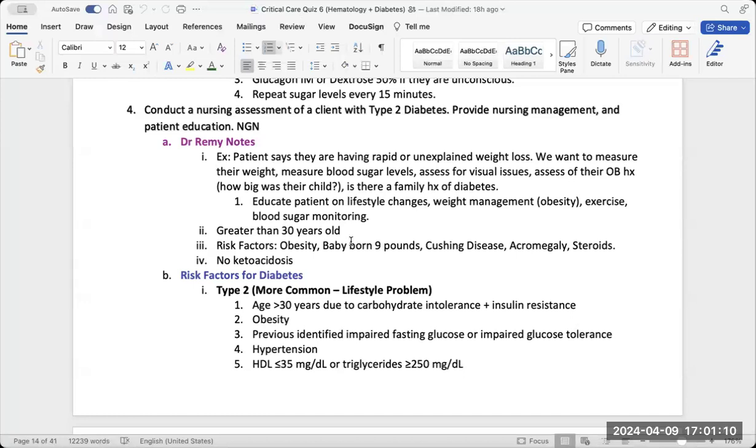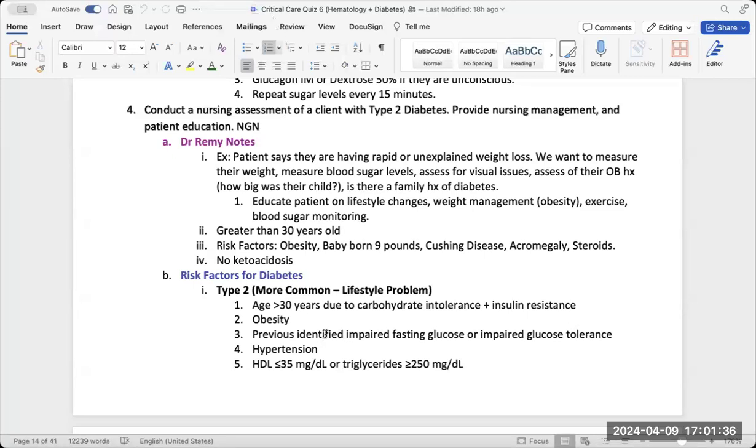But we also want to educate them. We said lifestyle changes, weight management, especially for type 2 because obesity is usually a cause, exercise, and blood sugar monitoring. They need to do all of these things at home. I know my grandfather has diabetes, and he checks his sugar every single day. That's something they need to do, as well as exercising more, eating properly, and watching their weight.